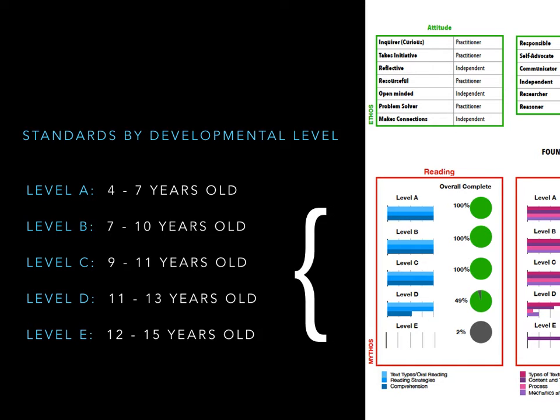So the first thing that you'll see is levels A through E, and those are really the standards by developmental level. So level A is roughly 4 to 7 years old, standards that fall in that developmental level. Level B is students 7 to 10 years old and the standards that fall in that age range. Level C is 9 to 11 years old. Level D, 11 to 13, and level E, 12 to 15. And you'll notice there's overlap. There's always overlap in those developmental levels and how kids develop their learning.